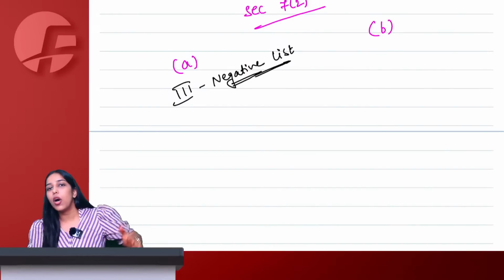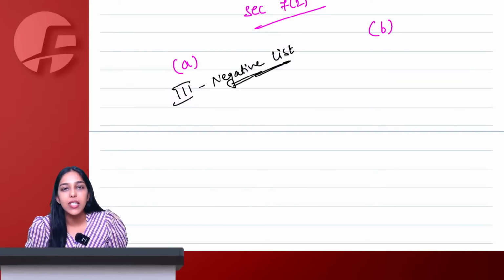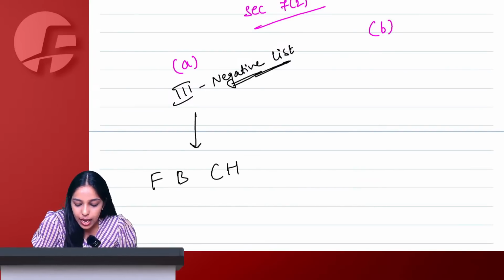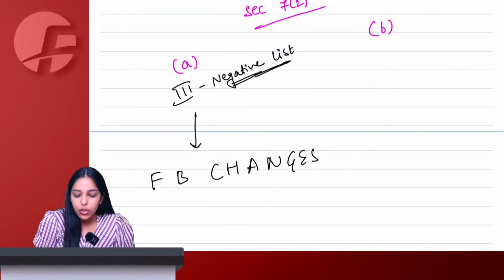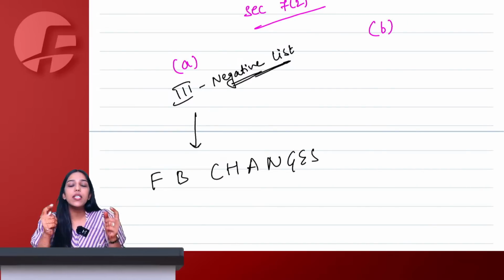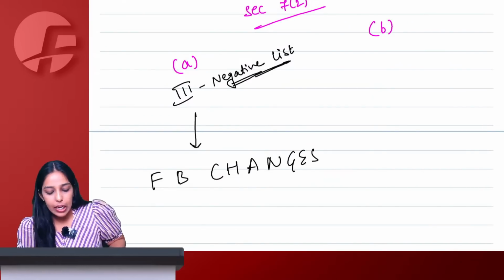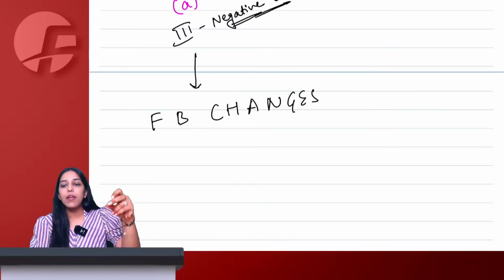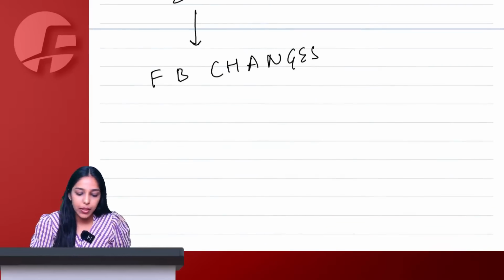And already everyone has answered in the comment section that ma'am, schedule 3 negative list is FB changes. Do not write this in examination. This is a personal mnemonic between you and me. So FB changes is the negative list. One by one, full form of FB changes, everyone.